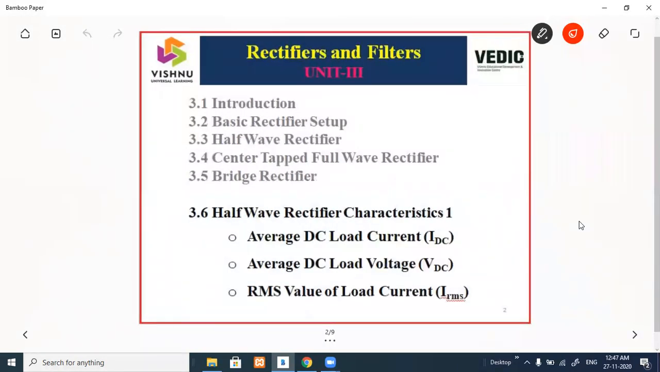In unit number 3, Rectifiers and Filters, we already discussed Introduction to RPS, Basic Rectifier Setup, Half-Wave Rectifier Operation and Waveforms, Center-Tapped Full-Wave Rectifier Operation and Waveforms, Bridge Rectifier. In this video, I am trying to derive the characteristics of half-wave rectifier such as average DC load current IDC, average DC load voltage VDC, RMS value of load current IRMS.